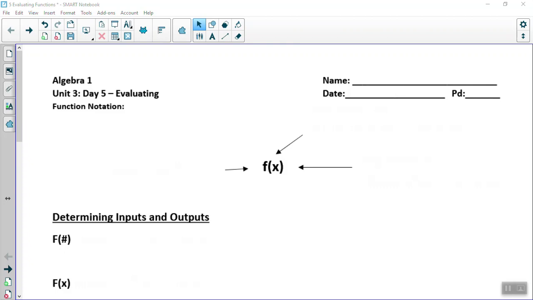Hi everyone, today we'll be discussing our final set of notes for Unit 3. Today we'll be talking about function notation.